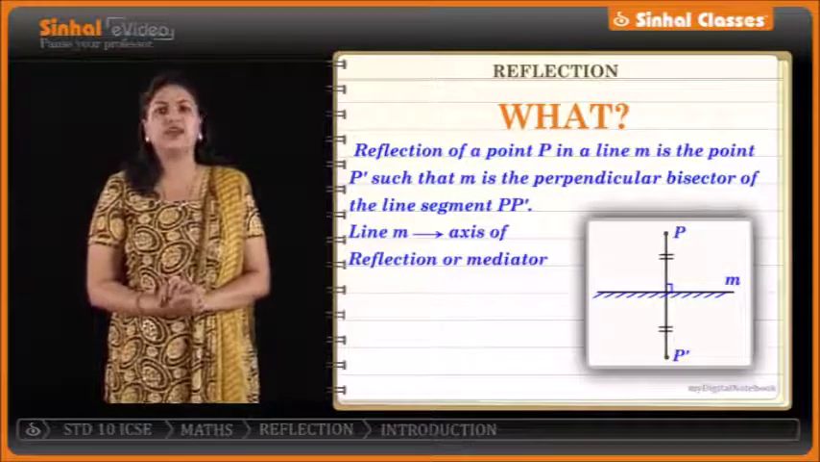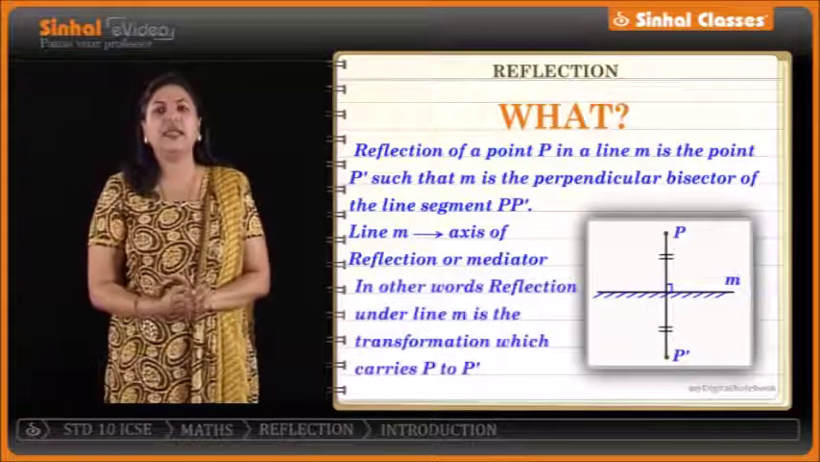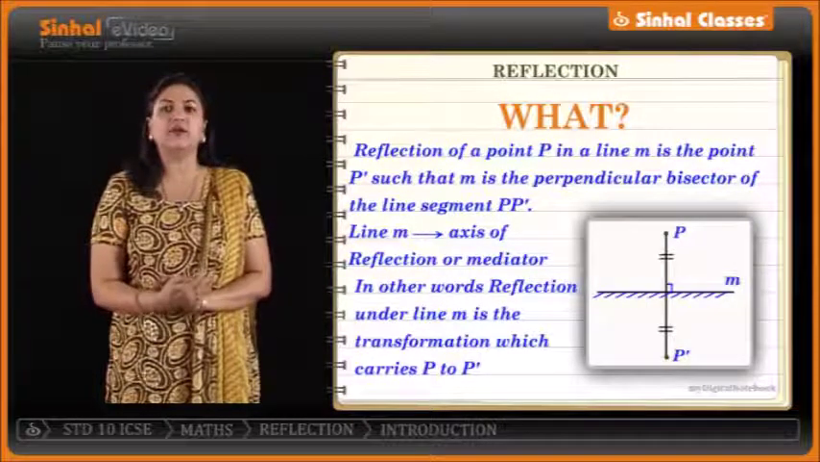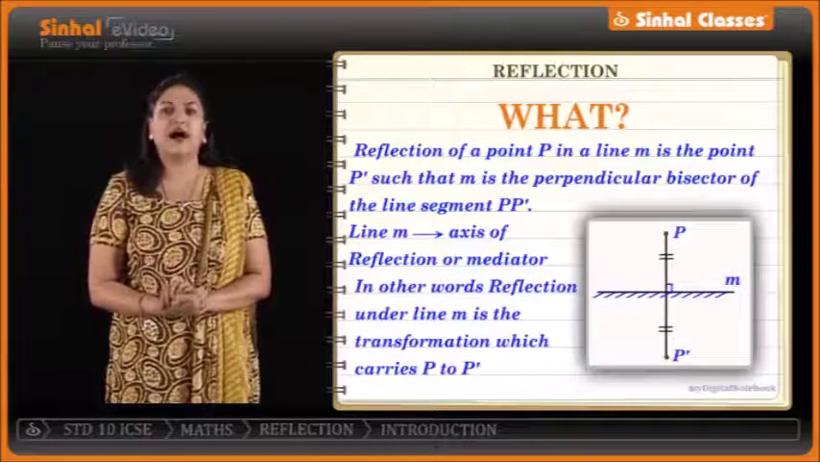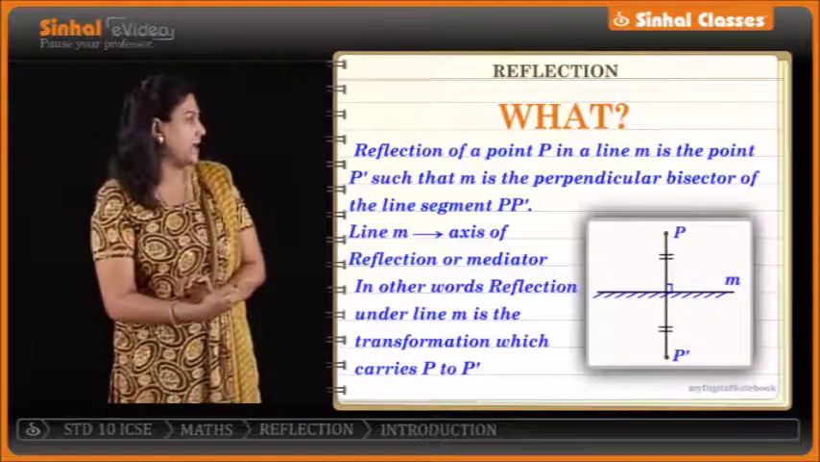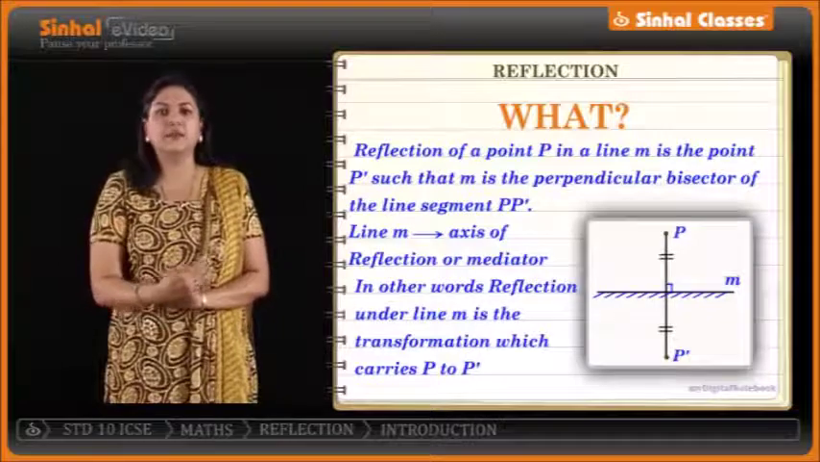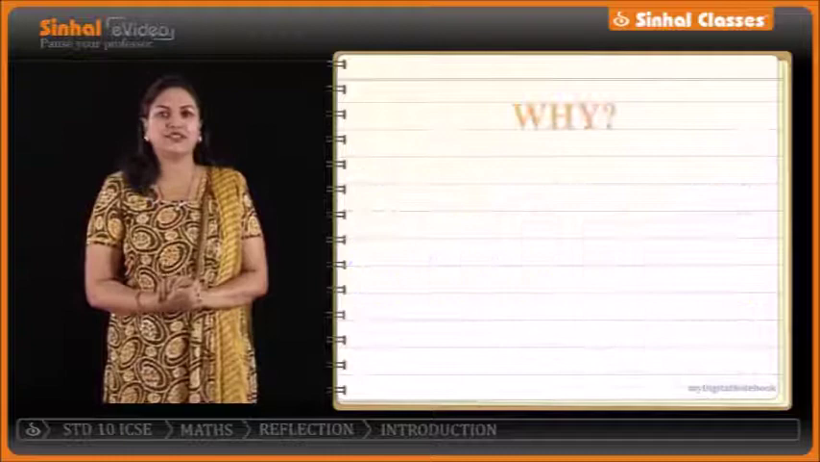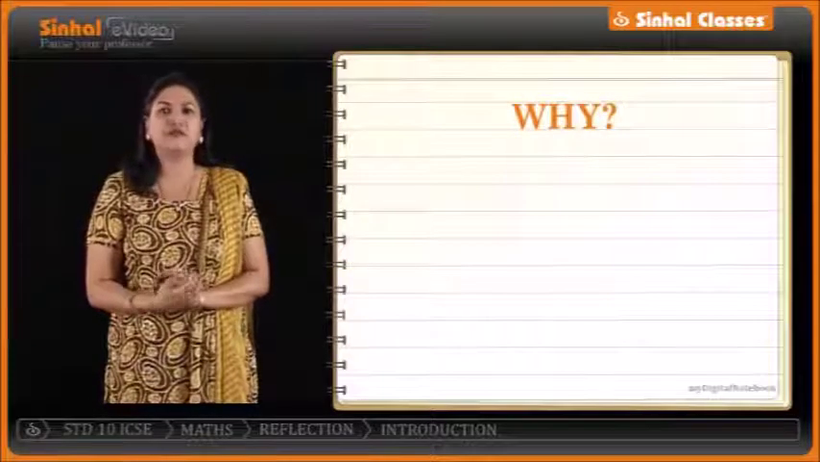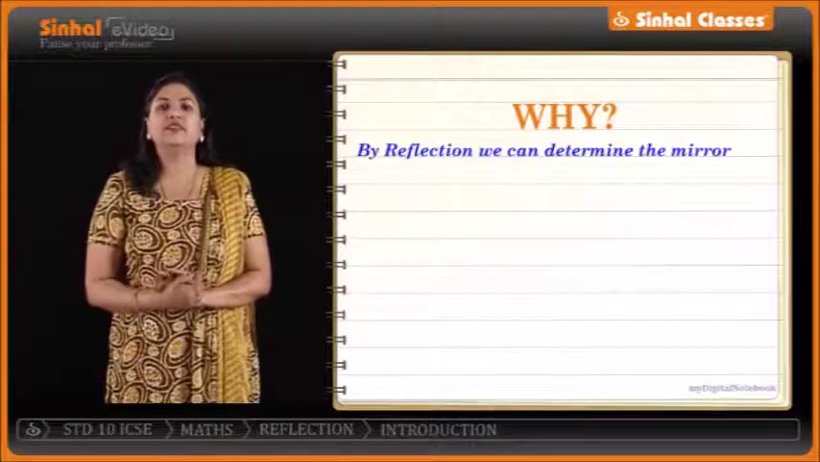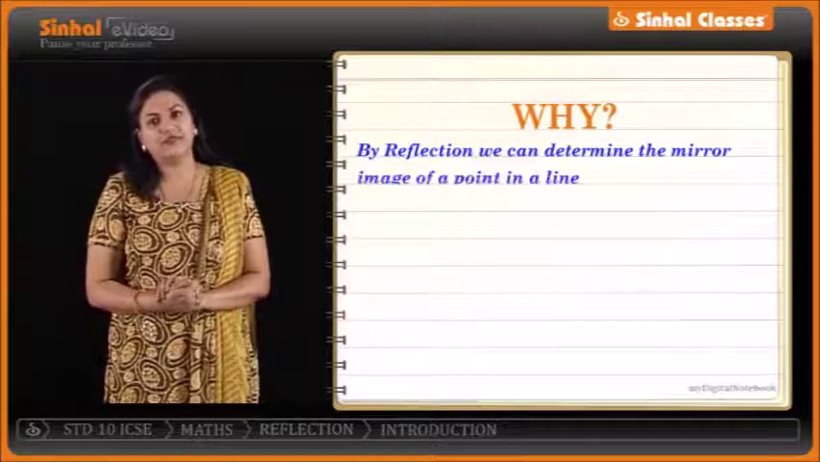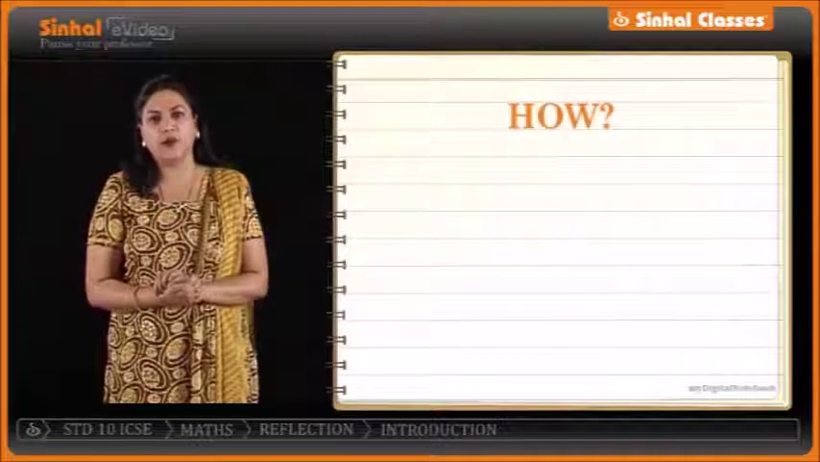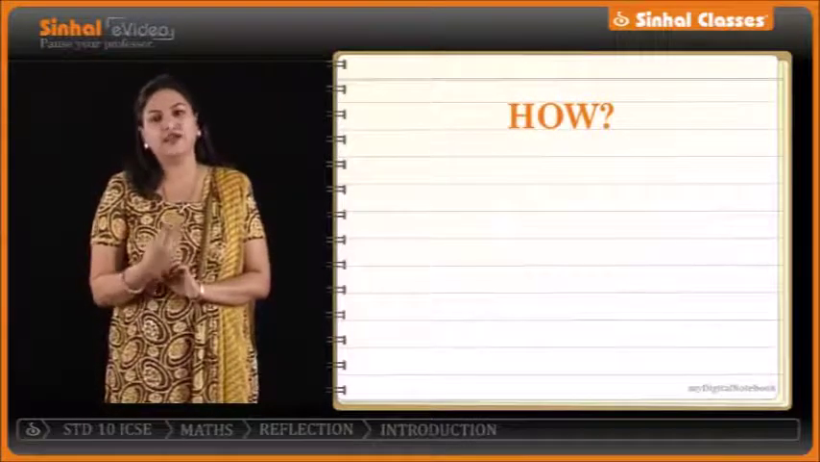In other words, we can define reflection in the line M as the transformation which carries P to P dash, and this is denoted by M, that is the mirror image in the line M. Now, why do we need to study reflection? By reflection, we can know the image of a point in a given line. Now, how to find the reflection of a point? This can be done in three ways.